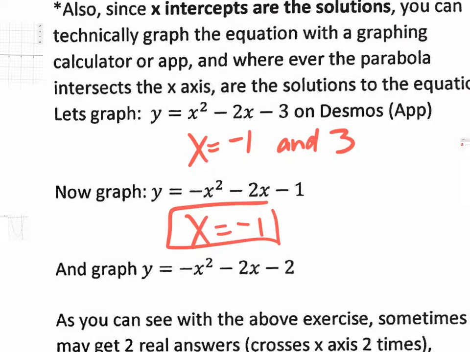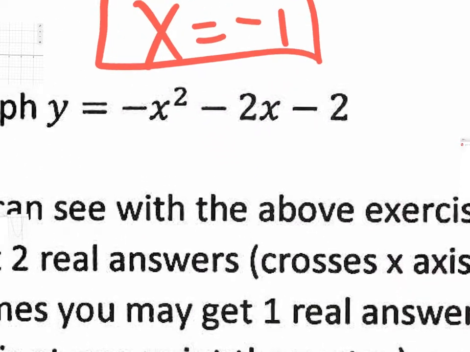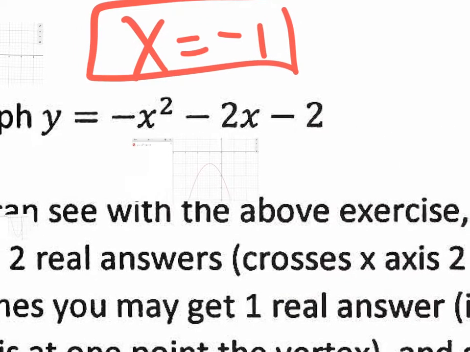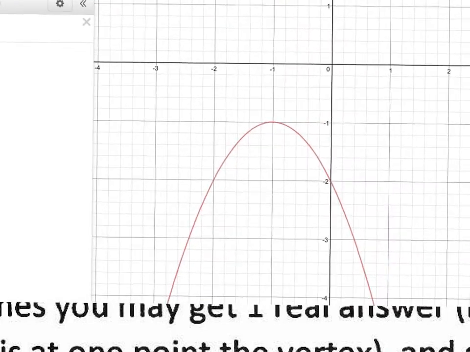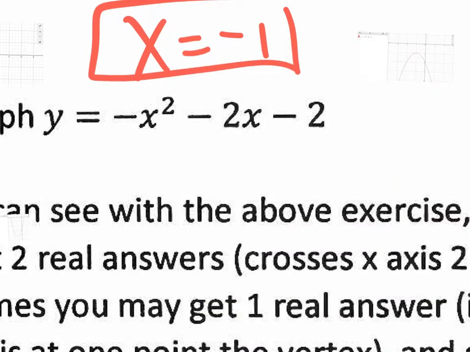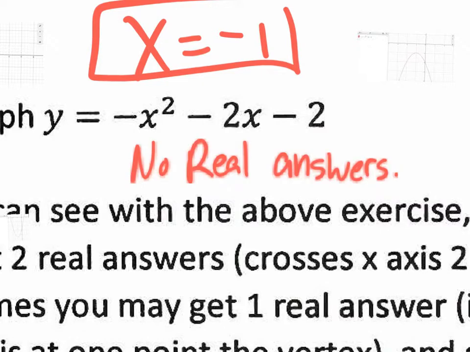Now, I know we're running out of time. Before we leave, if we look at this last one, it says graph y equals -x minus 2x minus 2. We already know it opens down, but if I were to graph it, check it out, guys, and I'm looking for the answers. What would you say? Where does it cross the x-axis? It does not cross the x-axis. So it has no real answers. You would say that the answers are imaginary. It does have imaginary answers, all right? But they're just not real, okay?